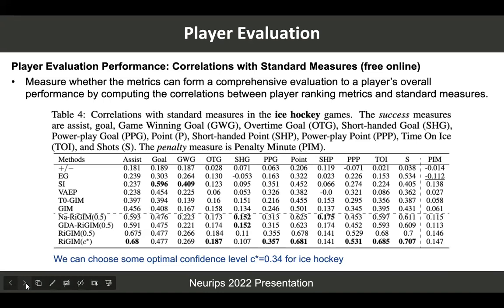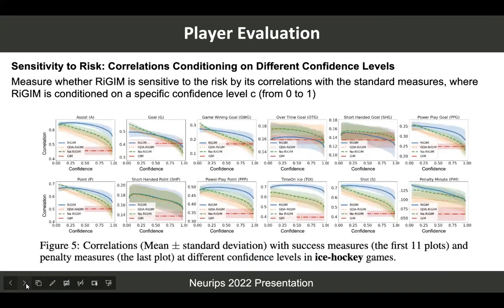Okay. I think I still have some slides here. Another experiment we also want to show is whether our player evaluation metric is really sensitive to risk. Here we compute the player ranking, player scores using different confidence levels, and then compute their correlation with these success measures.